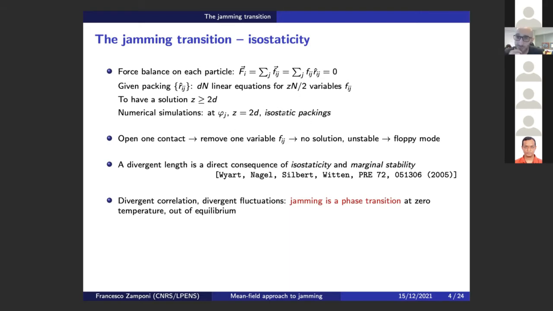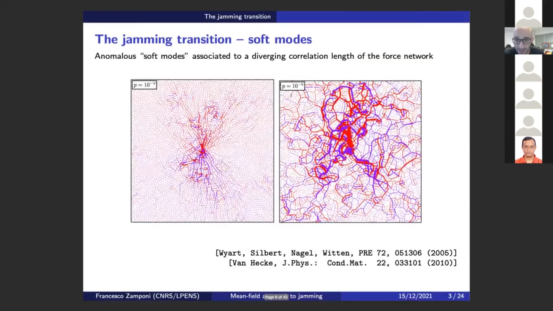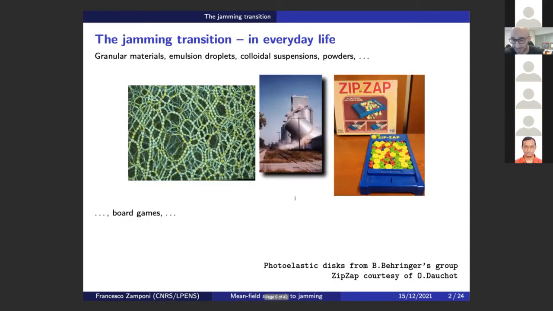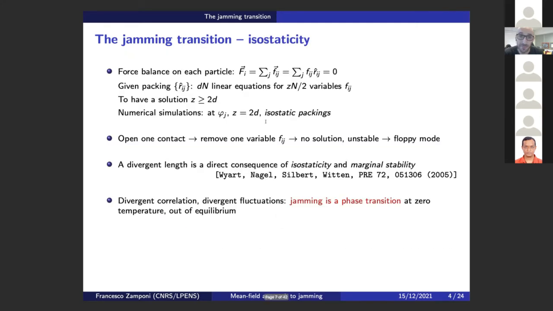And so the idea is that if you have an isostatic packing, you have precisely the minimal number of contacts needed to construct forces that satisfy force balance. And now if you open one of these contacts, so if you take two particles here and you pull them apart a little bit, which is what they do here in this numerical experiment, what would happen? You are removing one force. So now you don't have a solution to these equations anymore. So your packing becomes unstable, and there will be some relaxation to a new state.